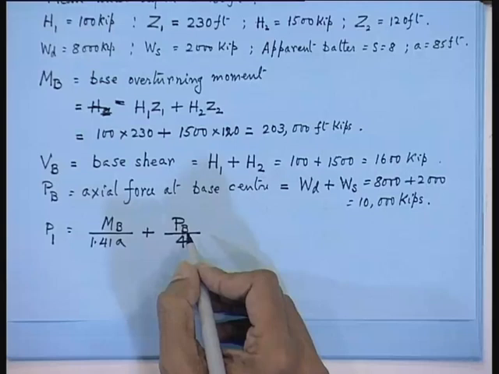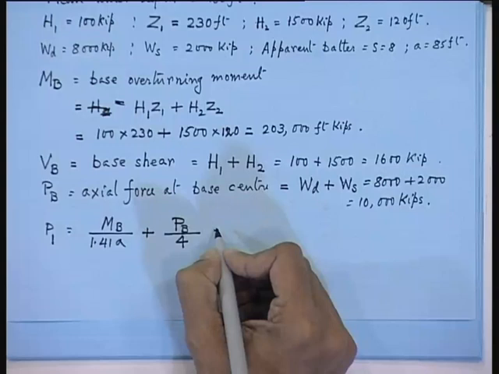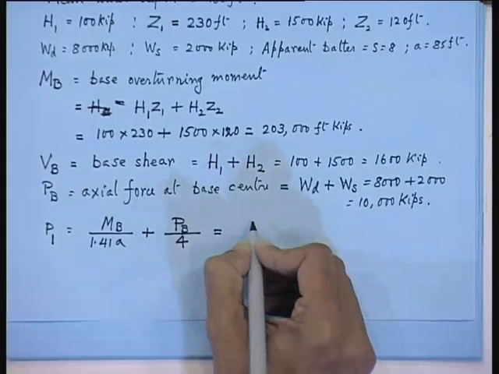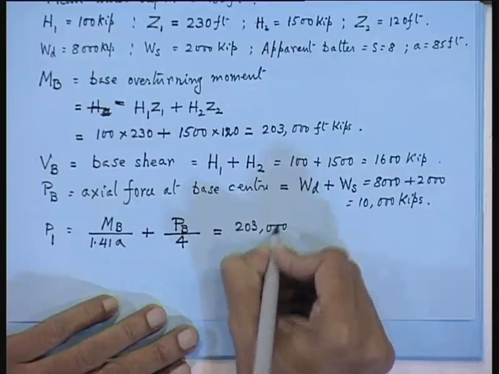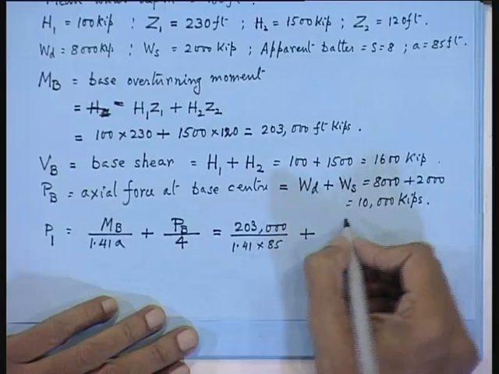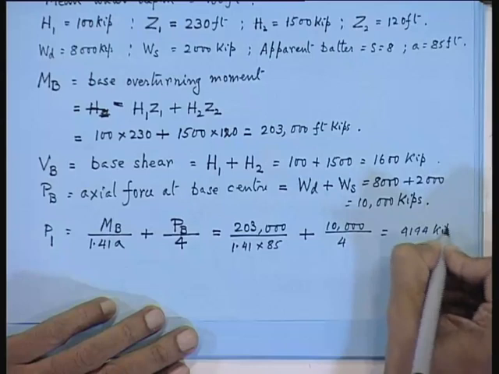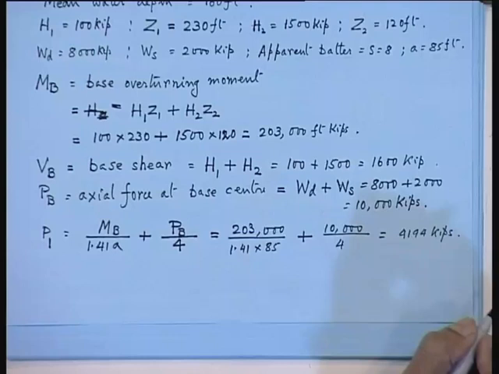So, now you calculate this, how much is M B? A has been given as 85. So, this you just check with your calculator. So, this will be 203,000 divided by 1.41 and A has been given in the problem as 85 and P B we have calculated as 10,000, is not it? So, this is 10,000 and divided by 4. So, this should give us 4194. You just check with your calculator whether this calculation is right or wrong. But P 1 is not the axial force.